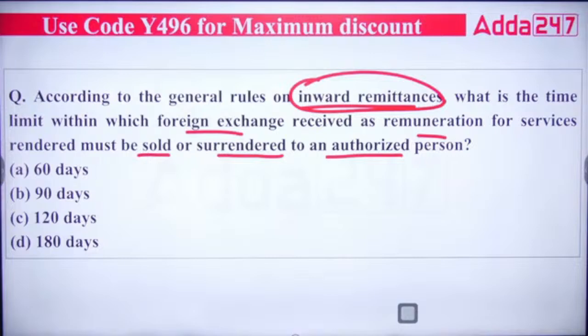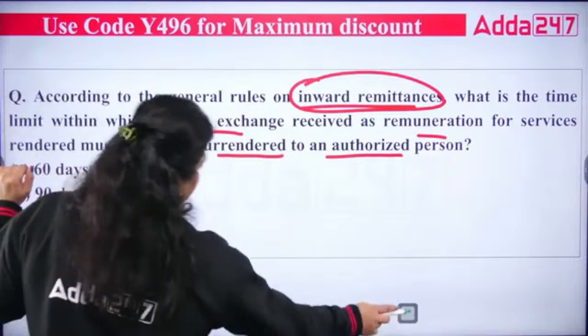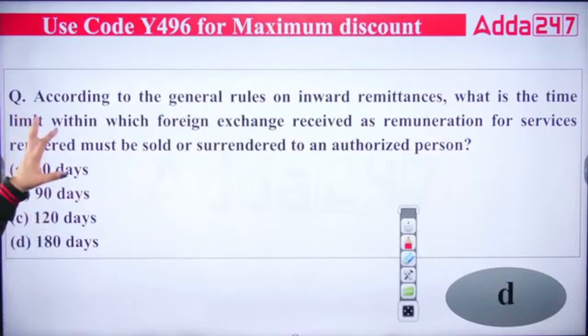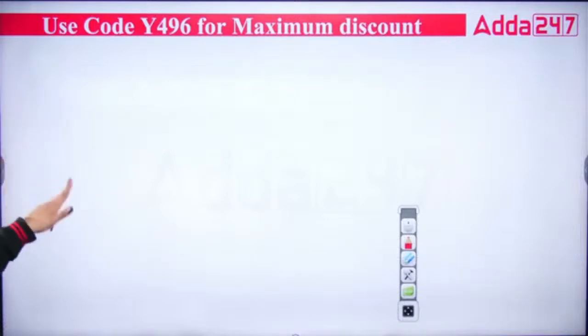So general rules on inward remittance: any foreign exchange received as payment for service provided, whether within or outside India's border, is required to be converted. To whom? To the authorized person. Okay. Within 182 days from the moment you have taken it in India. From the moment it is received, within 182 days of that particular moment, you have to sell it, or you have to surrender it to the authorized person. So the right answer is 180 days. Okay, and this is in case of inward remittance. The money came from abroad to India.